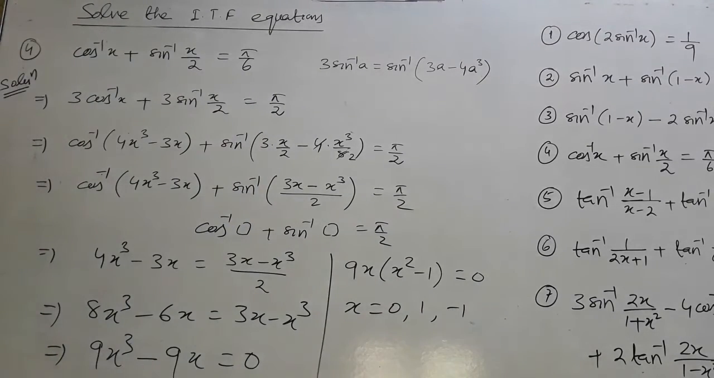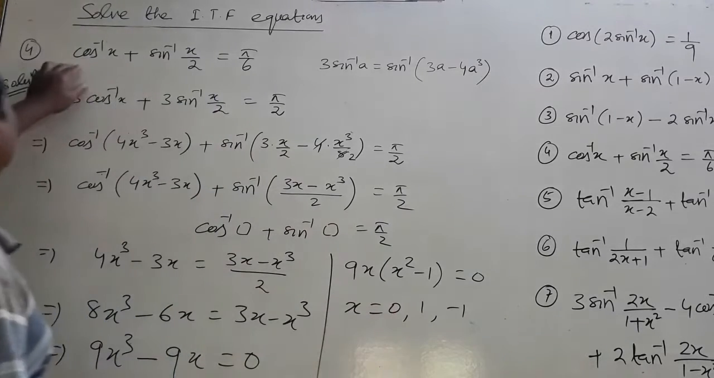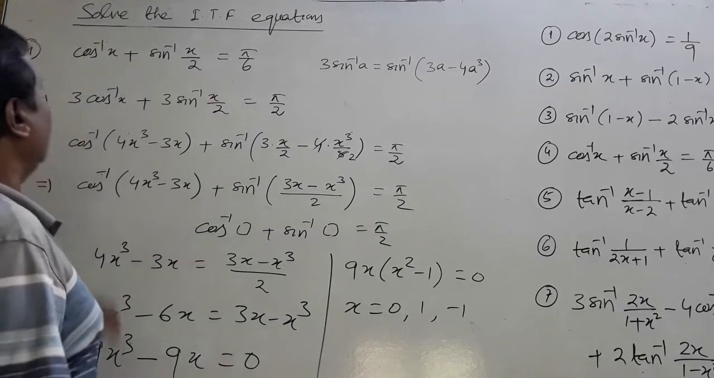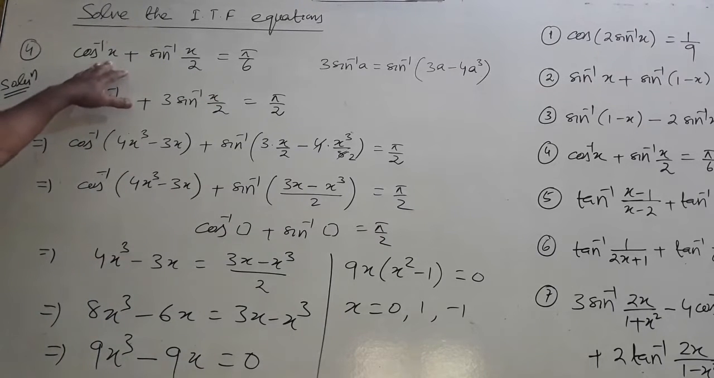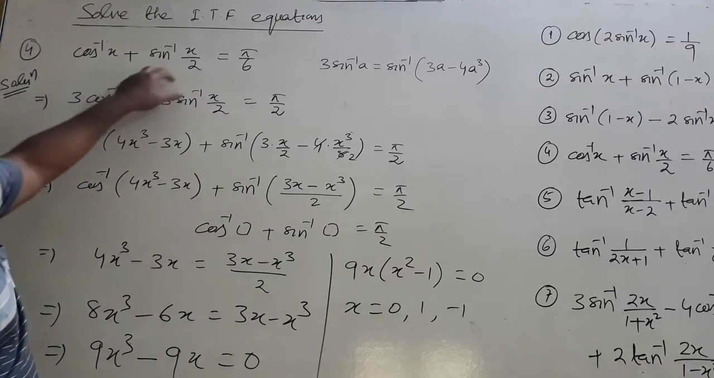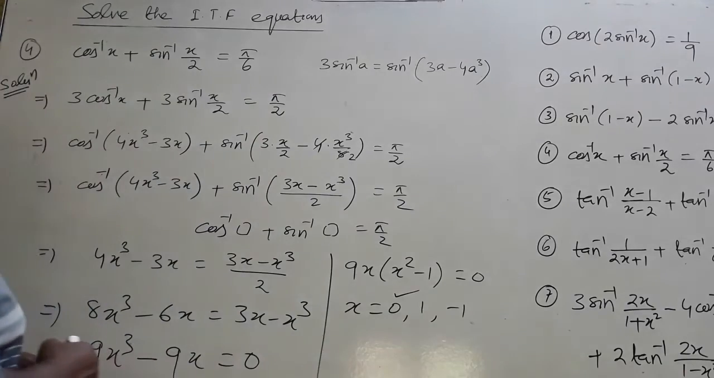Now after finding the values, you have to put the values in. Cos inverse 0 plus sin inverse 0 by 2. Cos inverse 0 is 0 plus sin inverse half. Sin inverse half is pi by 6. 0 plus pi by 6 is equal to pi by 6. This is verified. Tick mark.